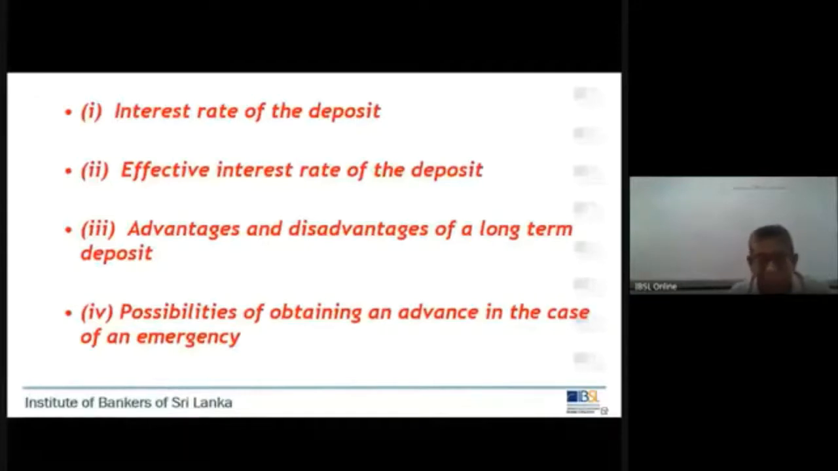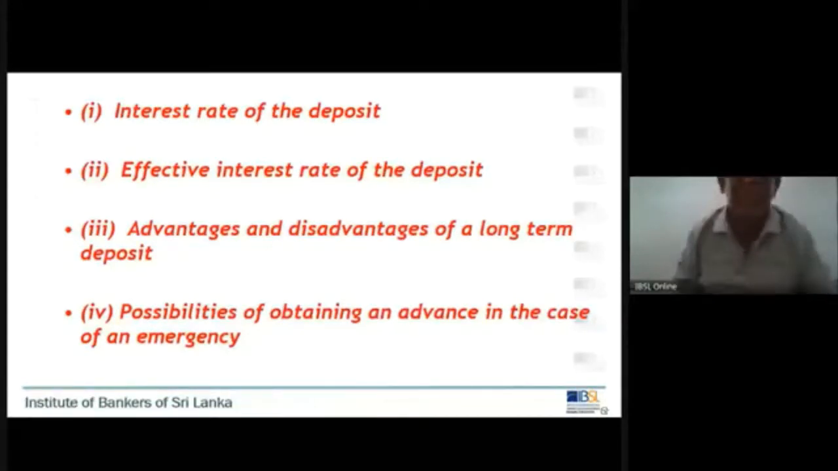The second and fourth ones are easy. What are the advantages and disadvantages of a long-term deposit? Possibility of obtaining an advance in the case of an emergency: yes, you can take up to 90% of the fixed deposit. That's well known. So let's look at the first and second questions. What is the interest rate of the deposit?